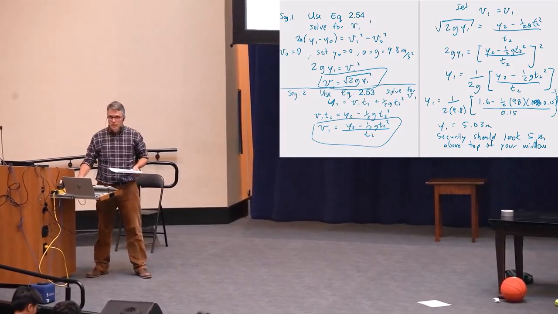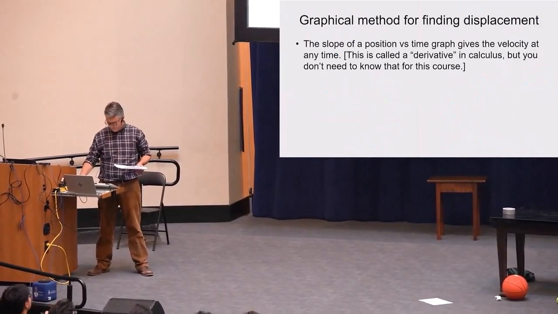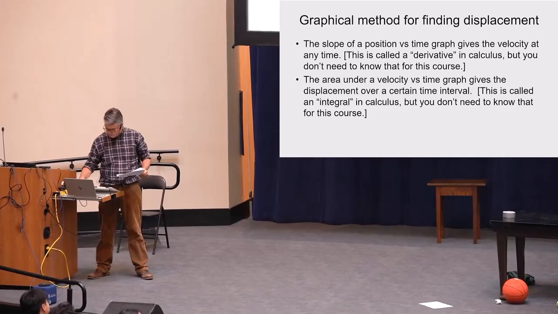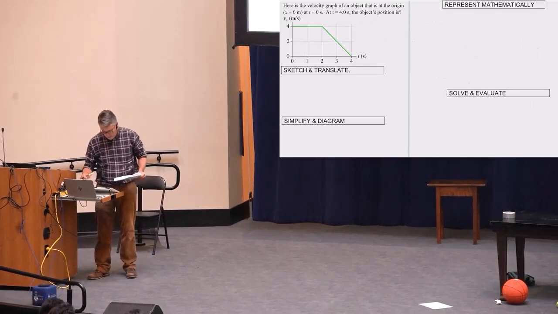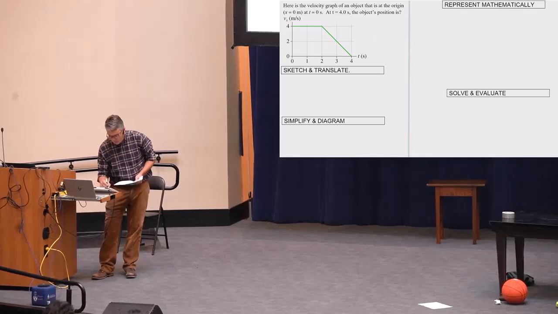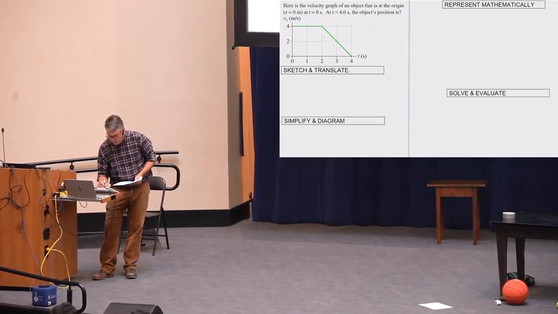So I do want to talk about the graphical method for finding displacement. The slope of a position versus time graph gives velocity, and the area under a velocity versus time graph gives displacement. So this comes up sometimes. Here's a velocity versus time graph of an object that's at the origin at t equals 0 seconds. So how far does it get?